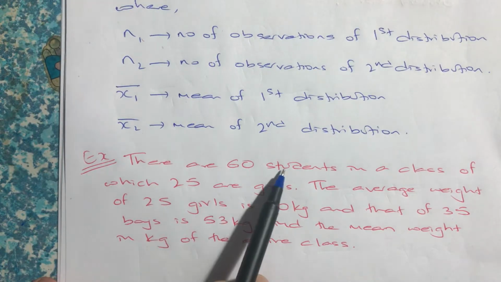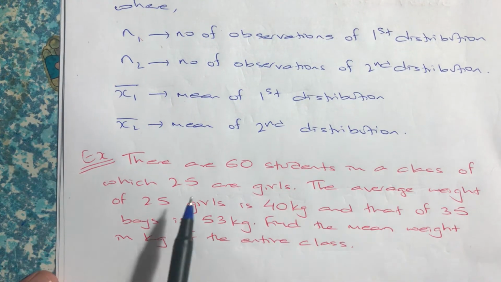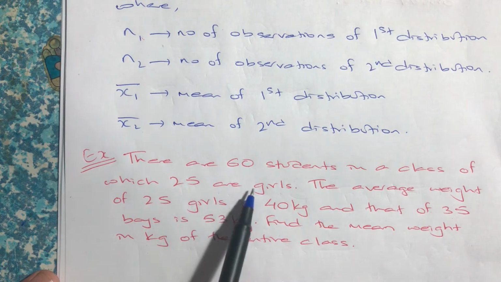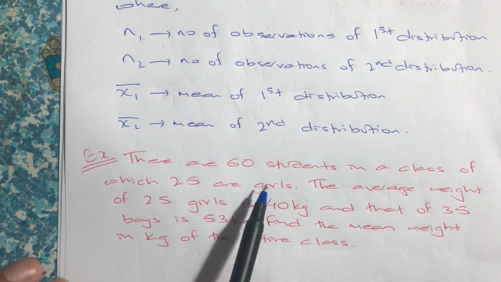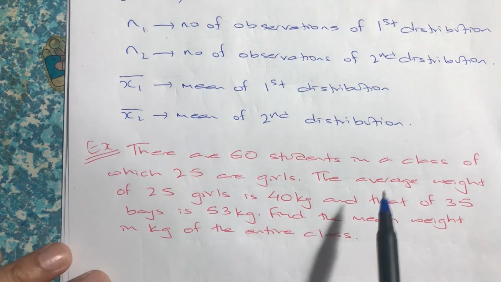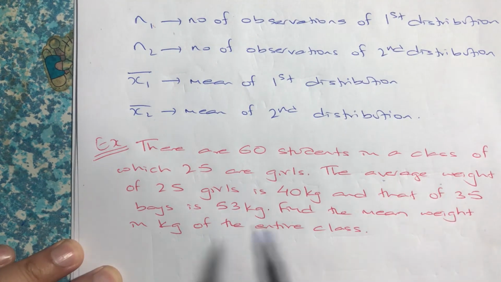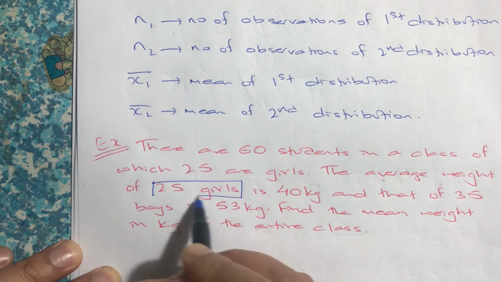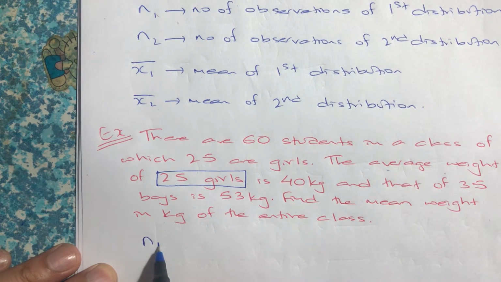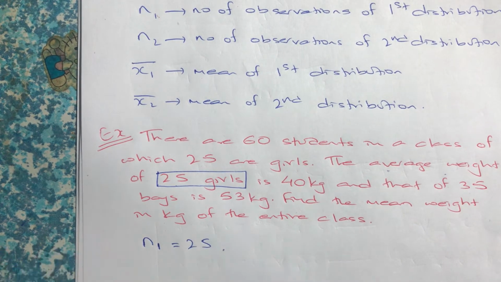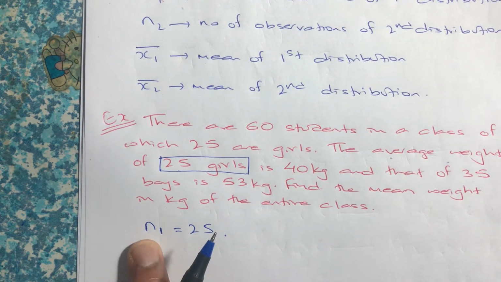It says there are 60 students in a class, of which 25 are girls. If 25 are girls, it's obvious that the remaining have to be boys, so we know that there are 35 boys. But the question has already mentioned the average weight, that means the mean weight, of the 25 girls. So this is the first set, and we'll say n1 is 25, because we have 25 girls. So we call the girls the first set of observations, and how many girls do we have? We have 25. So we call that n1.